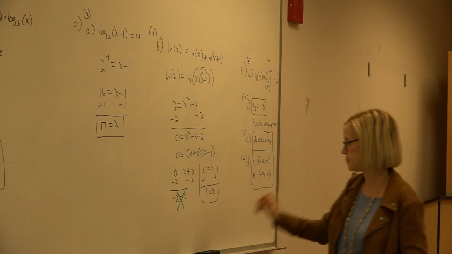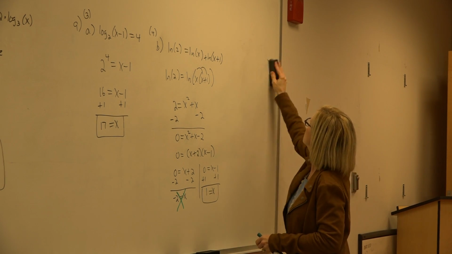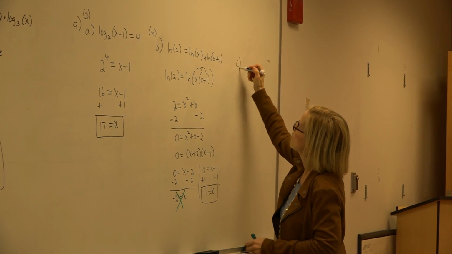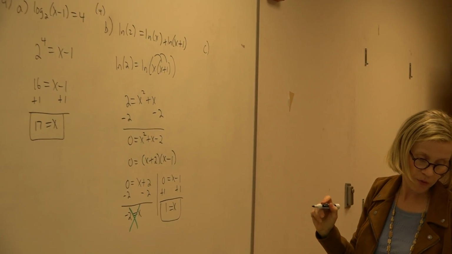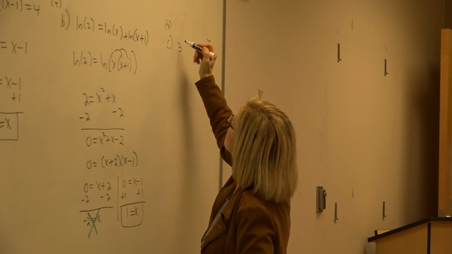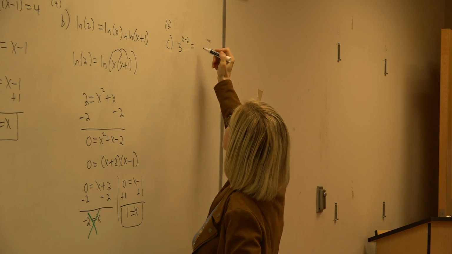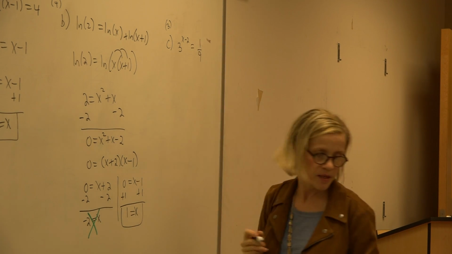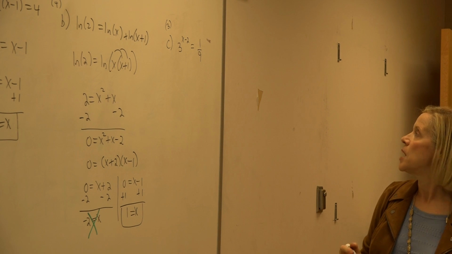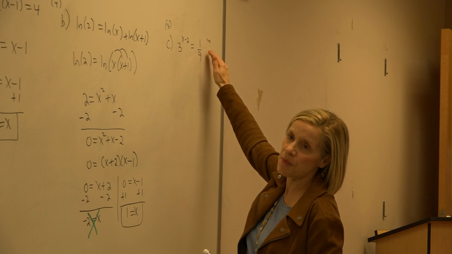Okay, so 9c. It's 3 points. 3 to the x minus 2 equals 1/9. So, 1/9 is a power of 3. So we could just use the one-to-one property and make life easier on ourselves. There are harder ways to do it, but let's go the easy way. So let's make 9 as a power of 3.